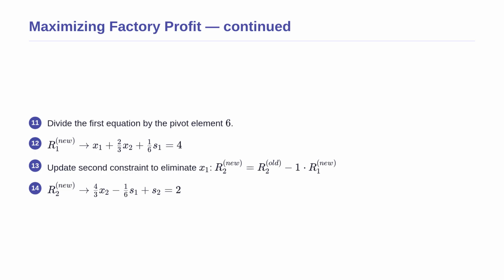Now we apply our pivot formula. We divide the entire first equation by our pivot element, 6. This isolates x1, giving it a coefficient of exactly 1, resulting in our new row 1 equation.